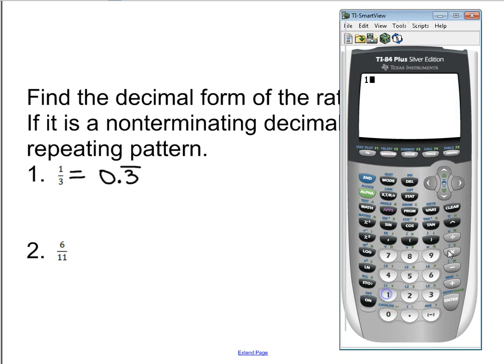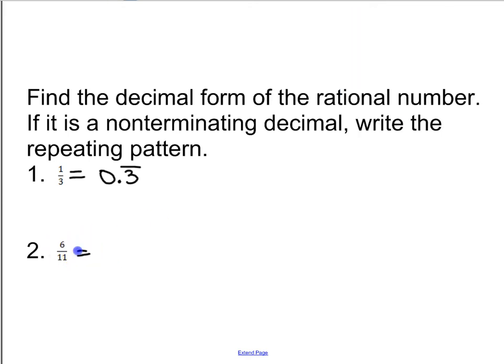and just do 1 divided by 3. Press enter and it shows you the 0.3 repeating. 6/11, 6 divided by 11, same thing, is going to give you 0.54 repeating. So in this case you need the repeat bar above both the 5 and the 4.